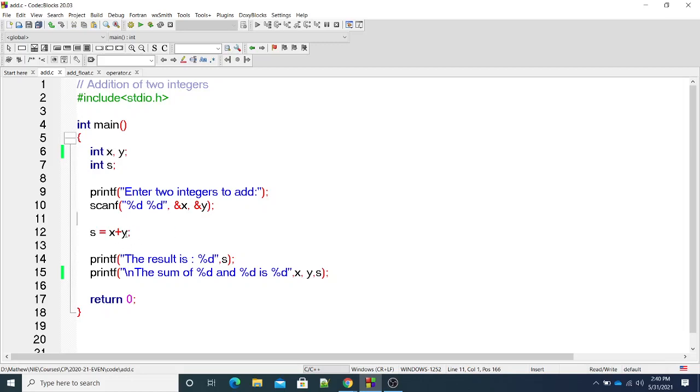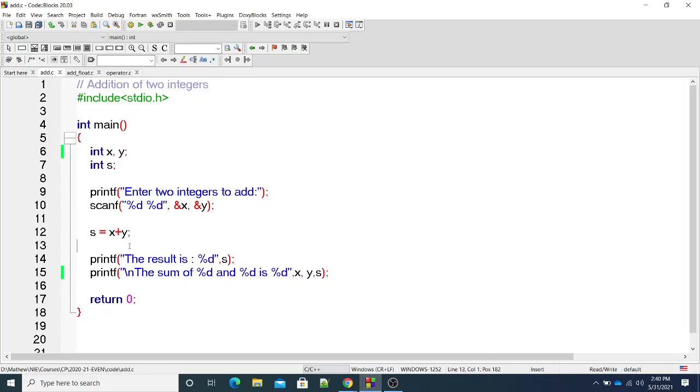So, we have used certain operators here. Addition is an operator. This is the assignment operator. This is called the address operator. These are the operators you can probably quickly recognize in this program.